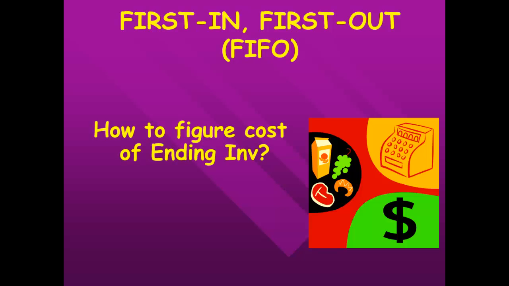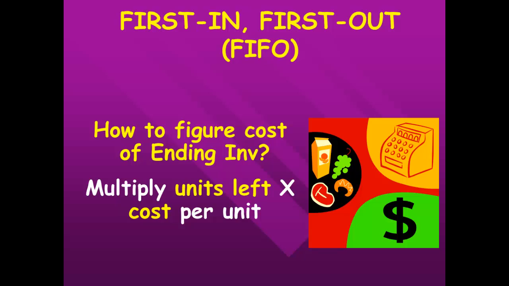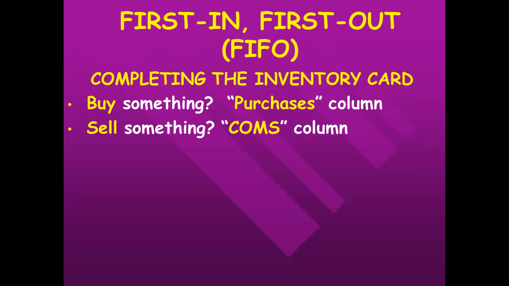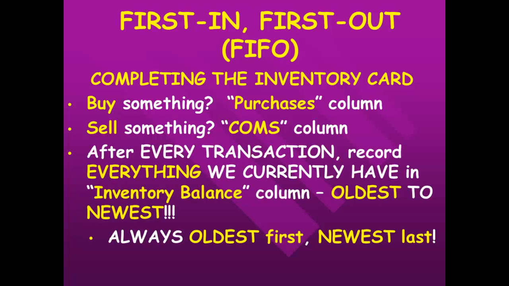How do we figure ending inventory? It's the number of units left multiplied by how much each unit cost us. We add them up and that's my ending inventory. If we buy something, it goes in the column that says purchases. If we sell something, it goes in the column that says cost of goods sold. And in the column that says inventory balance, after each and every transaction, we're going to write down everything we have on hand at that moment, and we're going to write it oldest to newest. So everything we have on hand, oldest to newest.